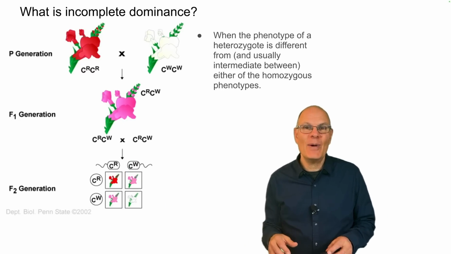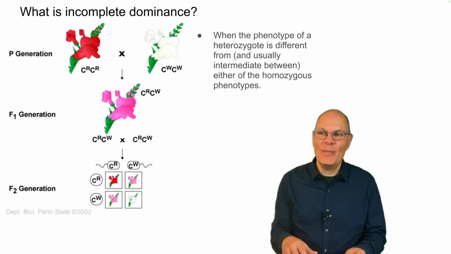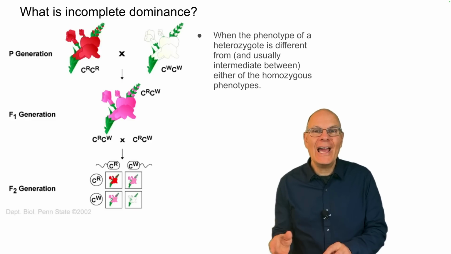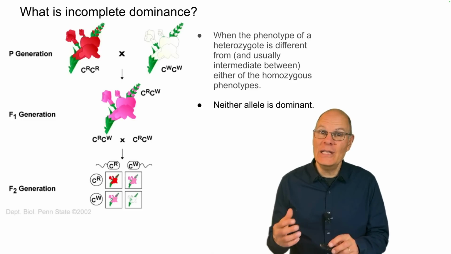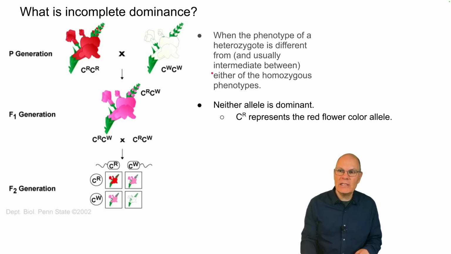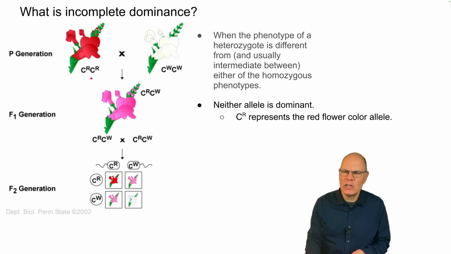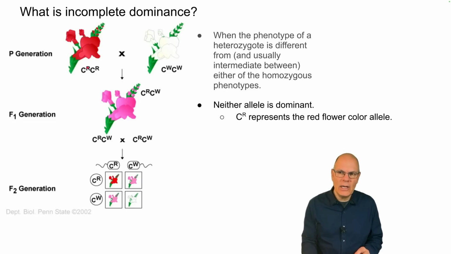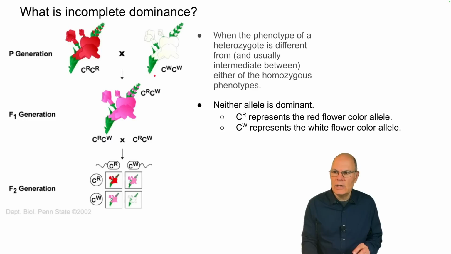What is incomplete dominance? This is when the phenotype of the heterozygote is different from, and usually intermediate between, either of the homozygous phenotypes. Neither allele is dominant. So in this case, we have to use a different notation system. This is carnations, and C big R with a superscript represents the red flower color allele. C big W with a superscript represents the white flower color allele. So here's our P generation, C big R, crossed with C big W.